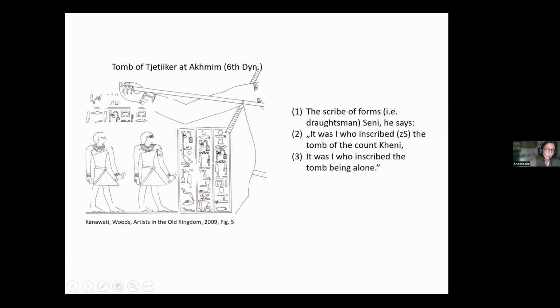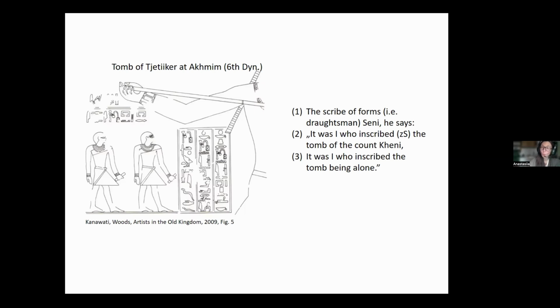Sani, with the title of Scribe of Forms, which we would translate as draughtsman, and his brother Isesi with the title Scribe of the Gods' Books of the Palace. Their images are inserted in a scene representing the tomb owner fishing in the marshland, by the principle that in modern art history terms is a self-portrait in assistenza.